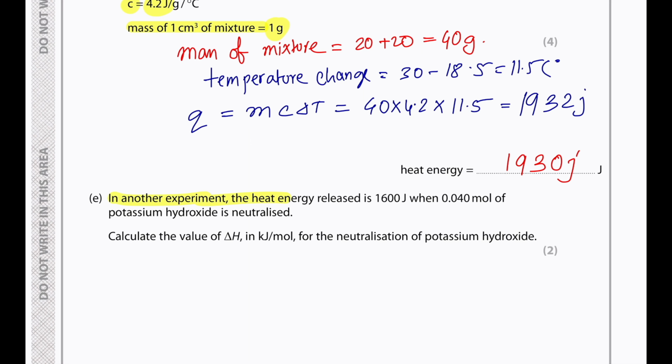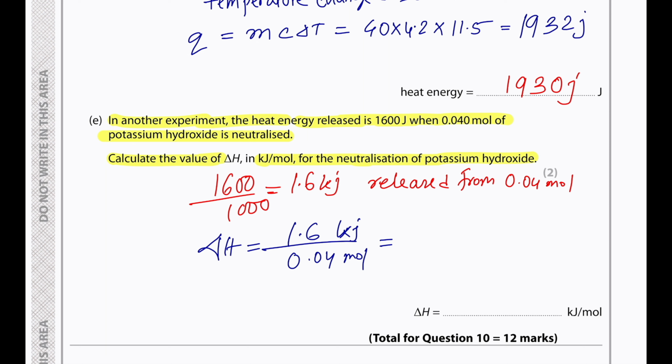In another experiment, the heat energy released is 1600 joules when 0.04 mole of potassium hydroxide is neutralized. Calculate the value of ΔH in kilojoules for the neutralization of potassium hydroxide. To calculate ΔH in kilojoules per mole, first we have to convert the 1600 joules into kilojoules. So 1600 joules divided by 1000 gives 1.6 kilojoules.